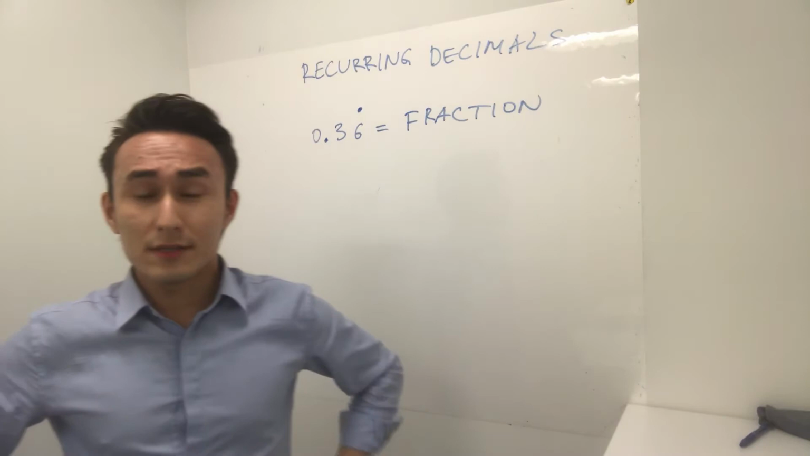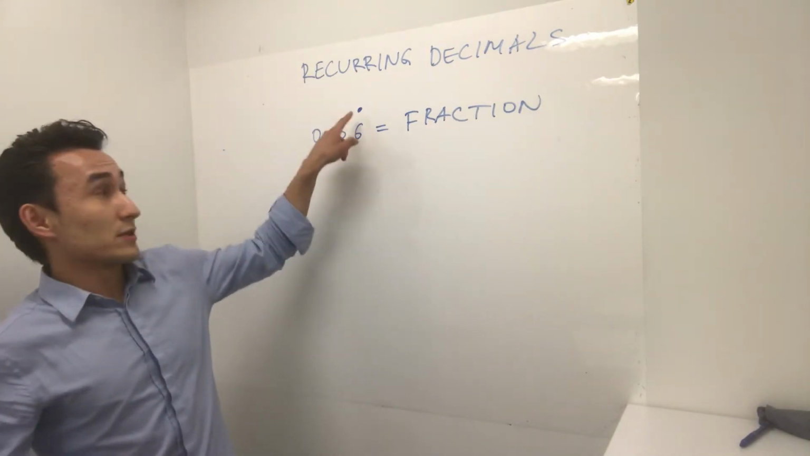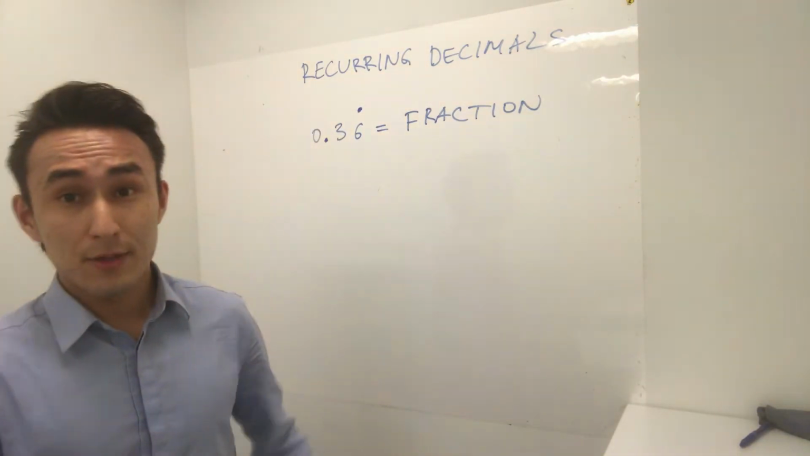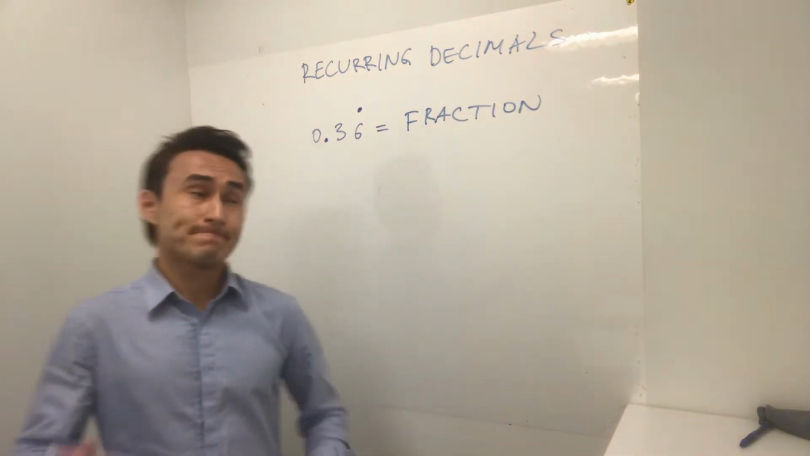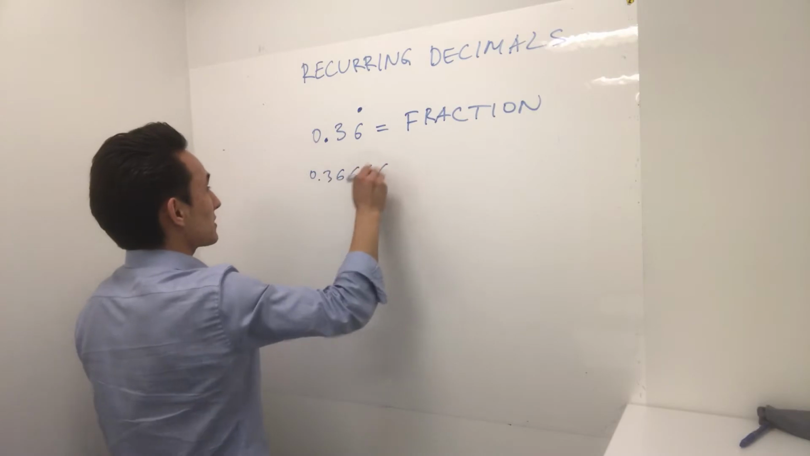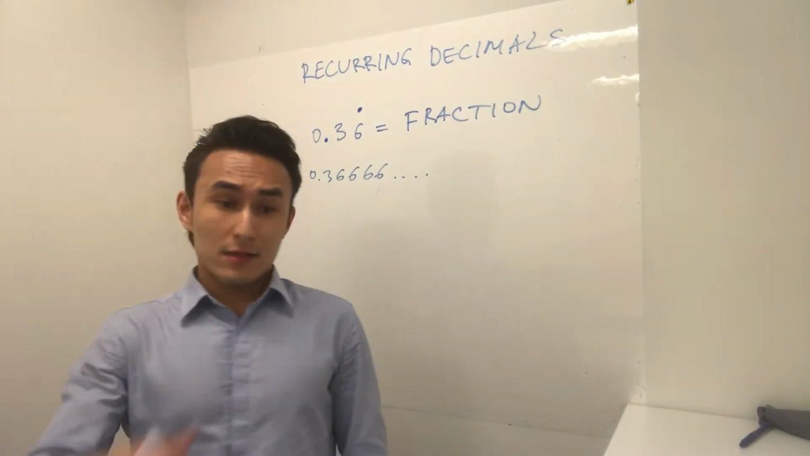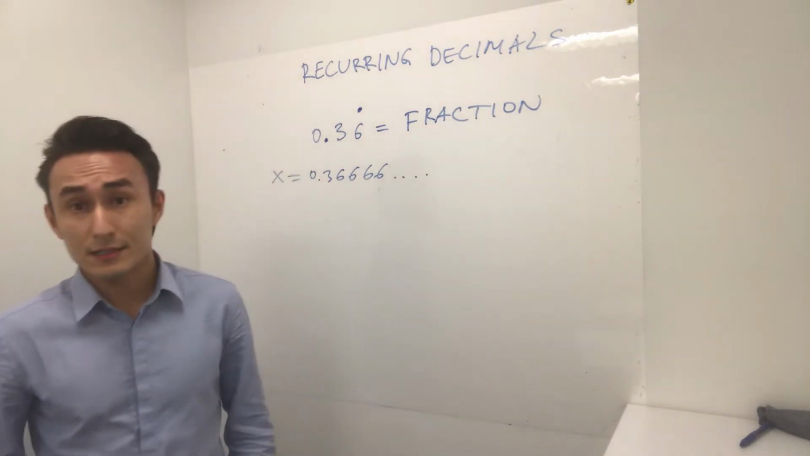It's called recurring decimals and it looks something like this: 0.36 with a dot on top of the 6. It's not always 36, different numbers. But what this means is we have to put this as a fraction. When you expand this, it will be 0.36666 and so on, right? So 6 repeats a lot of times. The first step to do here is, let's call this number x.